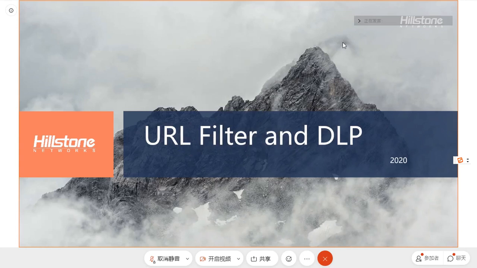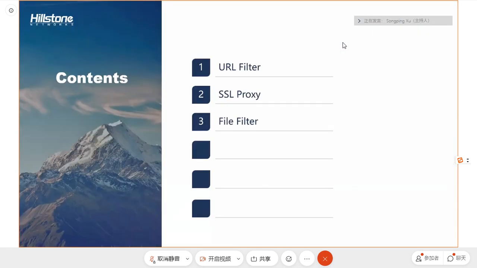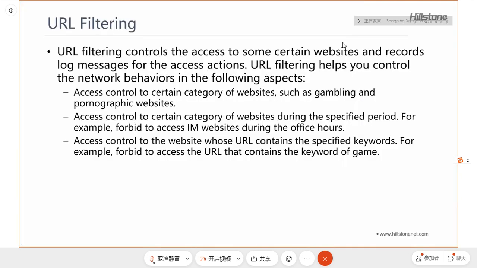Now let's have a look at the URL filtering function and also the data prevention. In these slides, I'm going to share the URL filtering, the SSL proxy that we use to decrypt the HTTPS traffic, and also file filtering functions. With URL filtering, we use the URL to filter the traffic, or filter the access to a specific URL or specific URL categories.